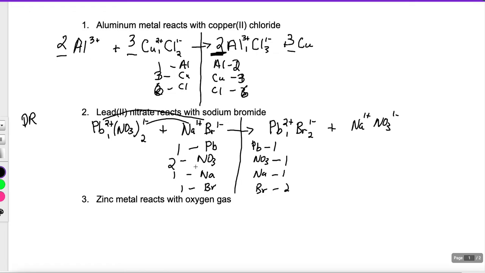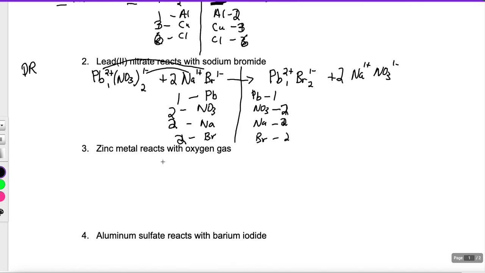All right, I see the nitrates are not evened up. 2 nitrates here, 1 over here. So I'm going to write a 2 right there. That gives me 2 nitrates, but that also gives me 2 sodiums. Now, I notice 2 sodiums, 1. So I'm going to write a 2 over here. That gives me 2 sodiums and now 2 bromides, because that 2 goes all the way through. Now everything is the same. That equation is balanced.